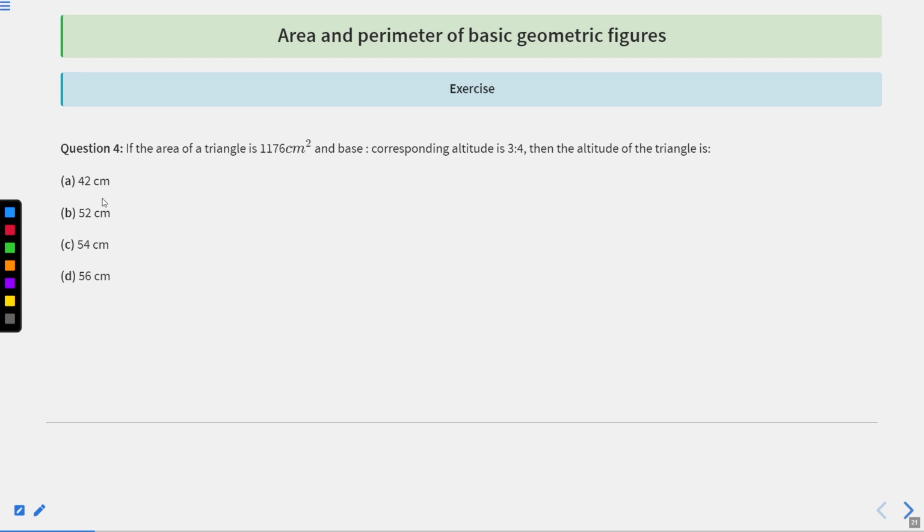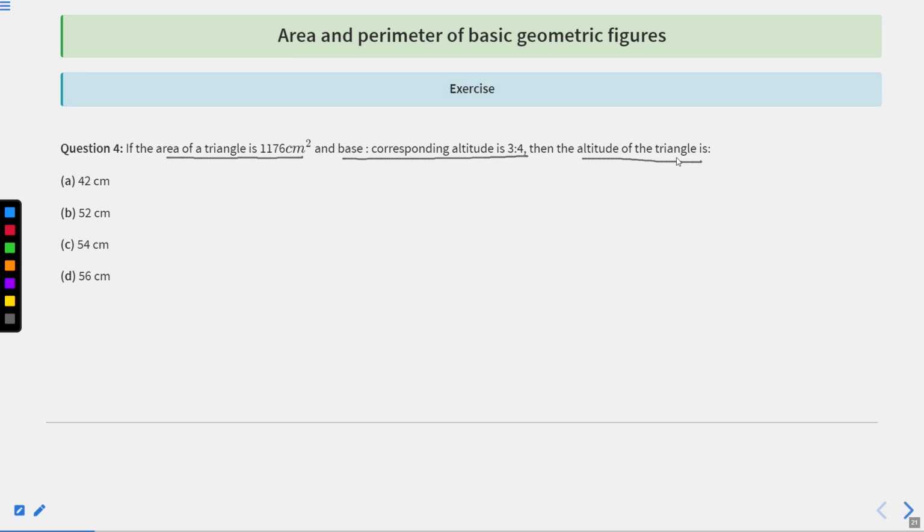Question number 4. If the area of a triangle is 1176 centimeter square and the base to corresponding altitude is 3 is to 4, then the altitude of the triangle is. So let's try to understand the question first, then we will move to the solution. We are provided with two pieces of information. First, the area of the triangle is known, and the second is the base to corresponding altitude ratio. Two things are given to you. We are asked to find the altitude of the triangle.